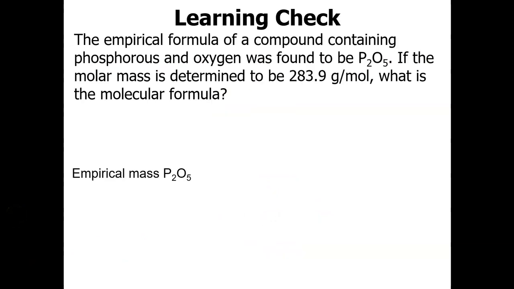So if the empirical formula of a compound is shown here, it's going to be P2O5. If the molar mass is determined to be 283.9 grams per mole, what is the molecular formula? So here we have the empirical mass. What we want to do is determine that number n that we need to multiply these by. Remember, this is just a ratio. We're going to take the molecular mass, which is the molar mass, 283.9 grams per mole, and divide it by the empirical mass.